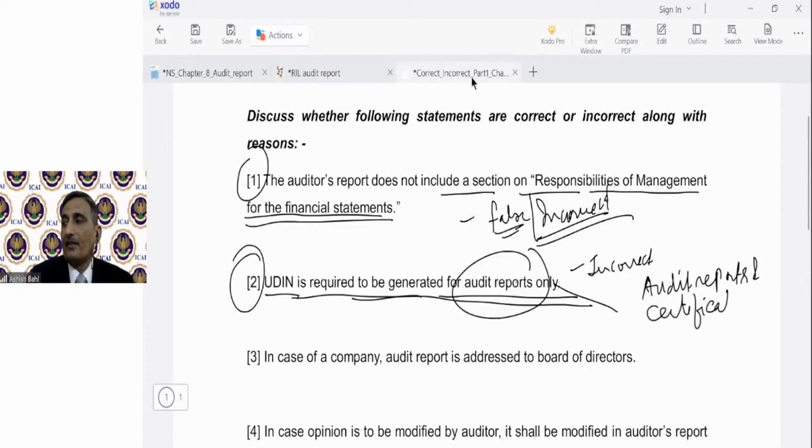Like I have given you an example of a certificate. Like your client comes to you and asks you to give a certificate on investment in plant and machinery as per books of accounts. So you would be certifying only that information. So UDIN has to be generated not only on audit reports, but also in case of certificates. So you have to write this reason. Yes, Harmisha, you have to write the proper reason. You cannot write that audit reports and other documents. You have to write audit reports and certificates.